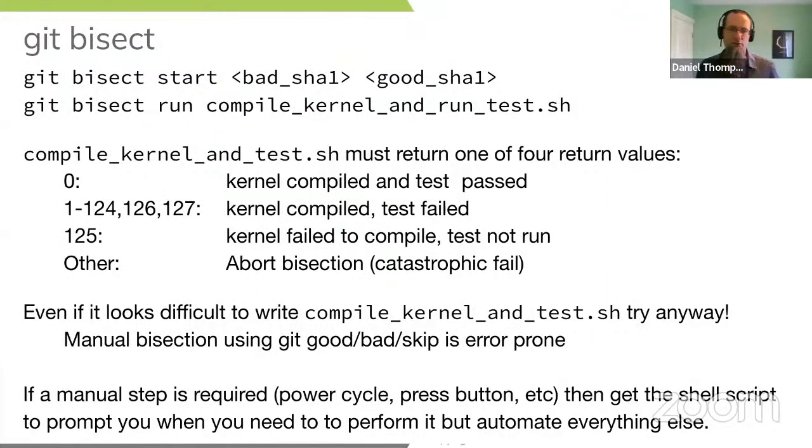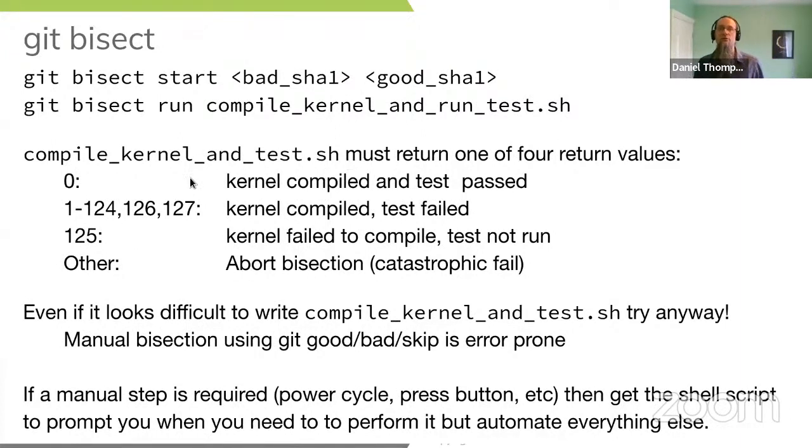The reason for that is because you are human, and it's so easy to double tap through the command line history and pick bad when you meant good, and then the whole of your bisect is wasted and you don't know where it failed. A much better approach is to have a shell script to drive it for you based on the return values.